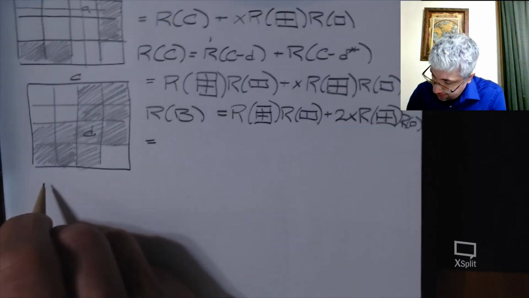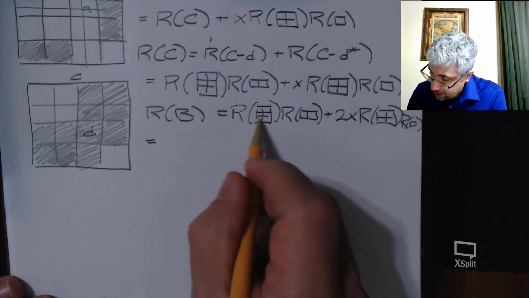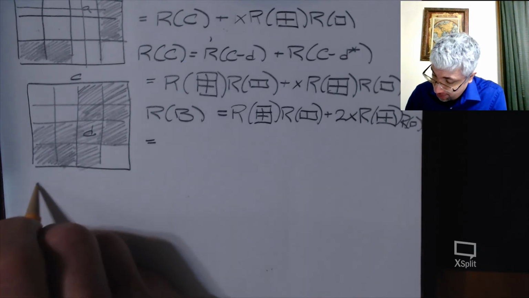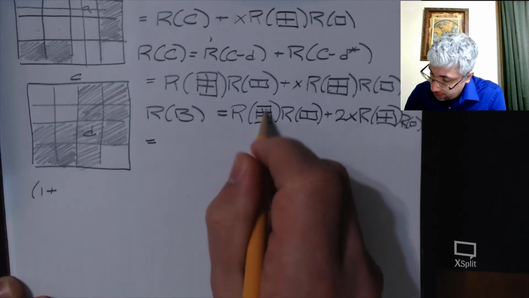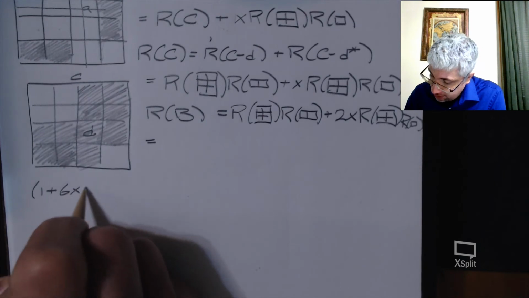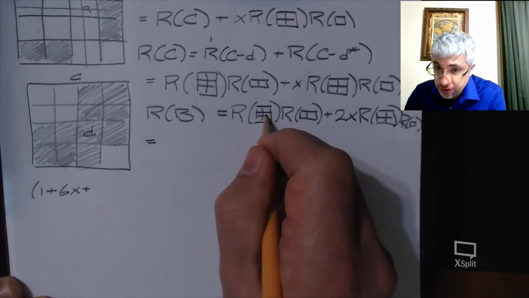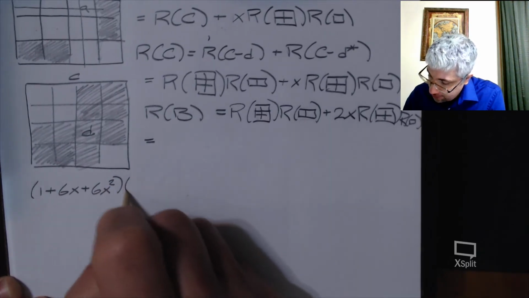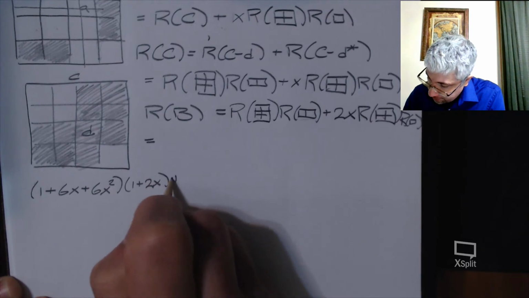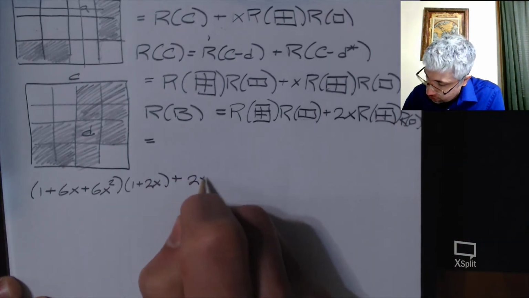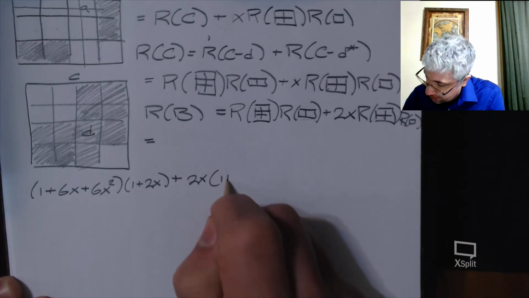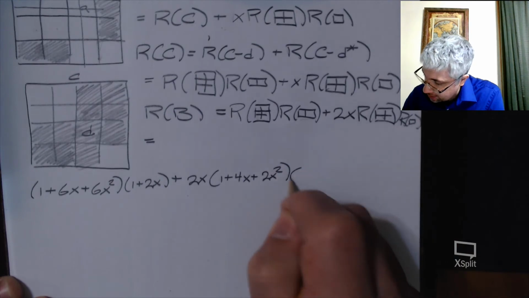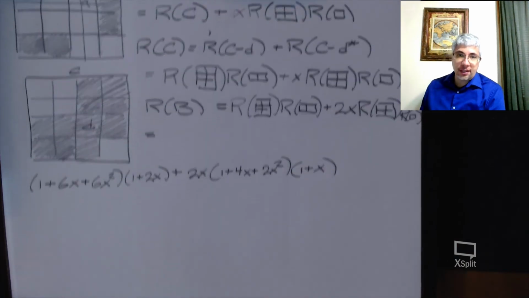Okay. So now I can figure out what these are. Let me use this, I'll have some more space. So for this, I can either use the formula, or this is actually short enough that I can figure out what it is on my own, because for this 2 by 3 board, if I have 1 Rook, it's going to be 6. If I have 2, I have 3 choices for the first column and 2 for the second. So that's going to be 6x squared. And this, from my formula, is 1 plus 2x. And now for this, I'm going to have 2x times this, which we already computed. That's 1 plus 4x plus 2x squared, and this, which is 1 plus x.